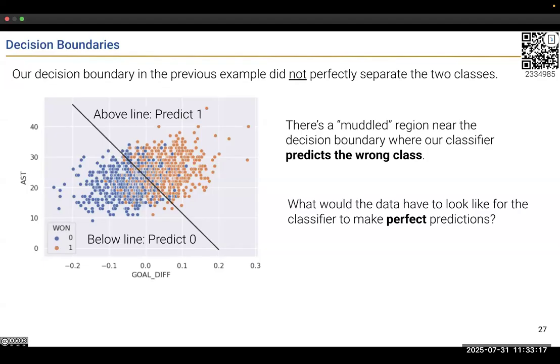You see that our decision rule, our decision boundary, does not perfectly separate the 2 classes. There are points in the middle that are above the line but are actually class 0, and there are points below the line that are actually class 1. You can imagine that in most cases this is going to happen. You're not going to make perfect predictions on every single point, especially for those that are in the middle. But what are the conditions for us to make perfect predictions?